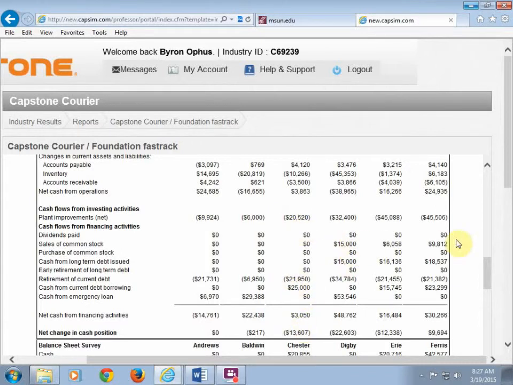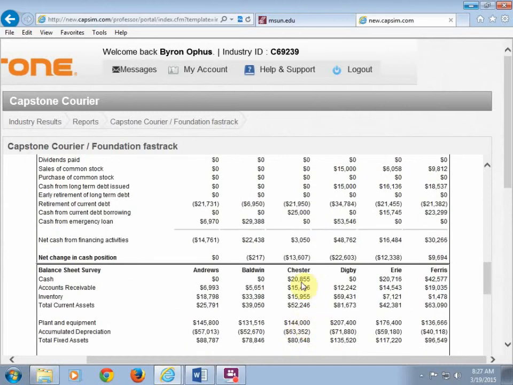Sale of common stock. Again, you see Erie and Ferris. And you guys might argue, okay, well, Erie and Ferris are selling stock and they're beating us right now. They are, but it's one of the reasons I say I think you guys will be beating them by the end of the game. I would hope so. Cash issued from long-term debt, great. They're borrowing money too. Retired the current debt. Cash from current debt borrowing. So while Chester ends up with some cash down here, $20 million, they borrowed $25 million. So they spent some money that they didn't have, but they went ahead and borrowed on a short-term basis.